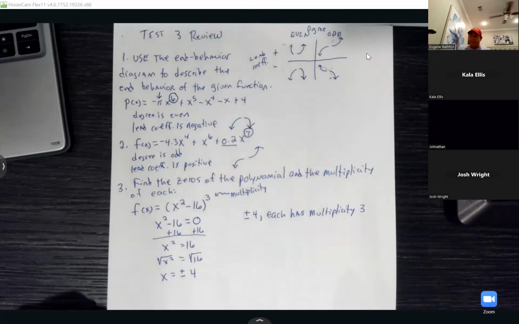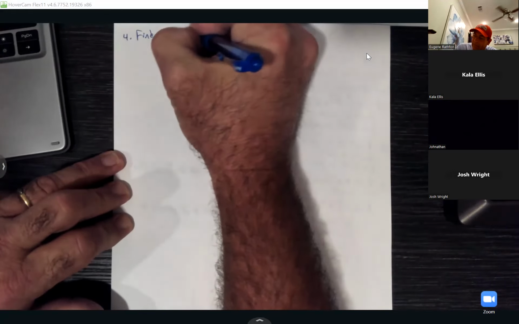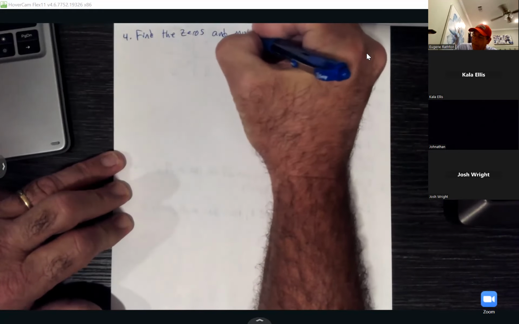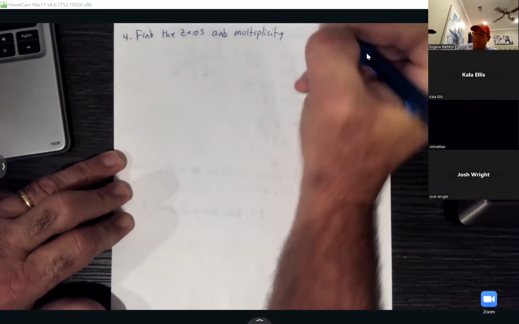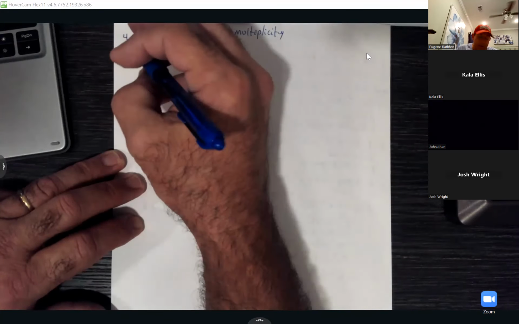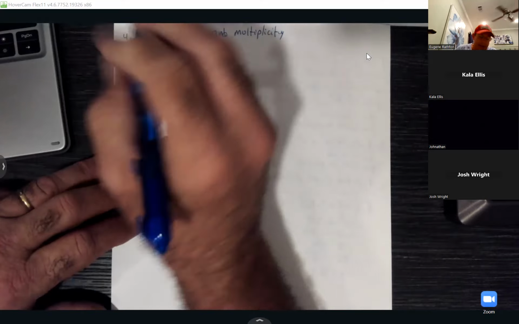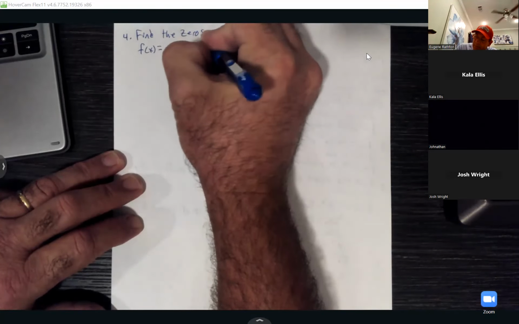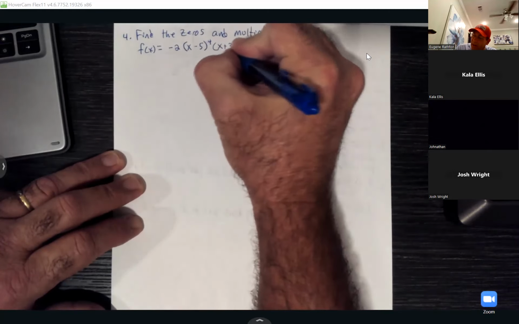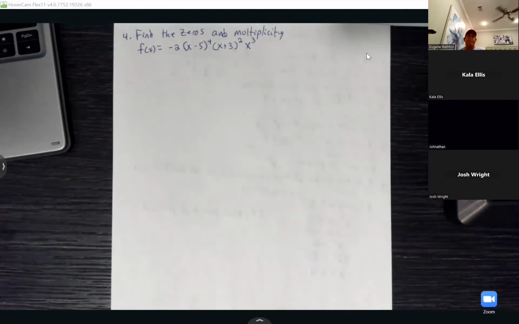Okay, also let's go to number 4 now. And y'all, number 4 is the same thing, finding zeros and multiplicity. All right, so now they're giving me one that's already been broken down. I'm going to have f of x equals negative 2 times x minus 5 to the 4th, x plus 3 squared, and then at the end is an x to the 3rd.